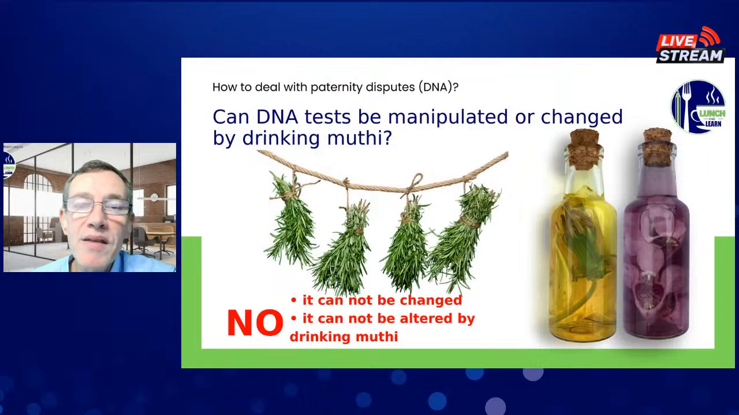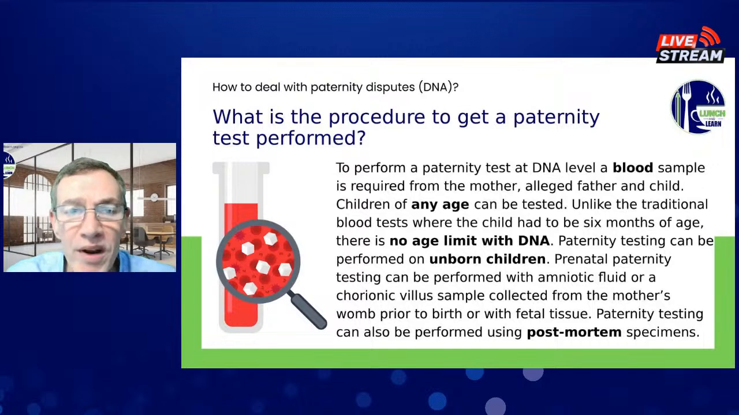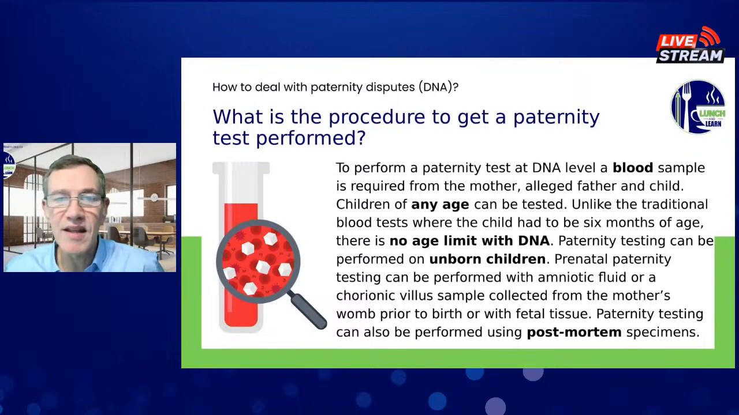So if you as the father would go out and consult your traditional healer or your doctor, and they advise you to drink this pill or this muthi or whatever, so that your DNA would be changed and you would not be considered to be the father, the chances are 100% that you are wasting your money. There is no way that DNA could be changed, altered or manipulated to give a specific exclusion of paternity. So what is the procedure that is needed?